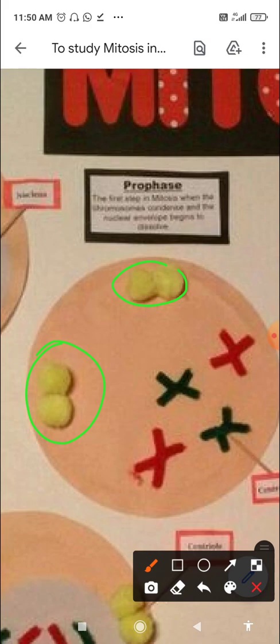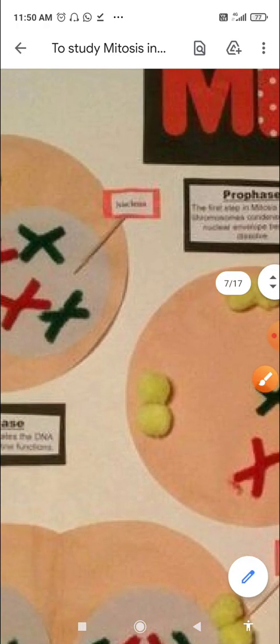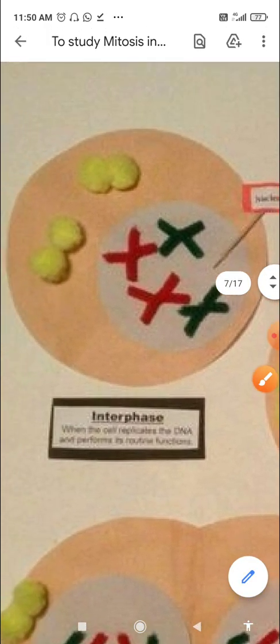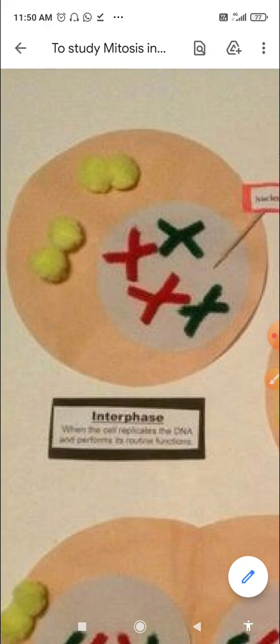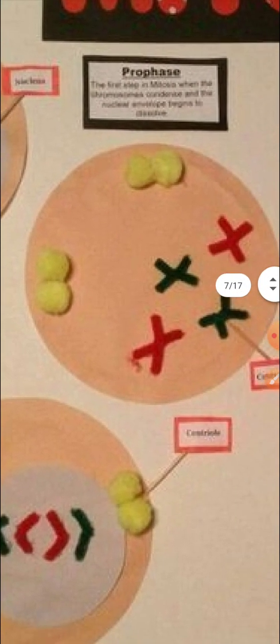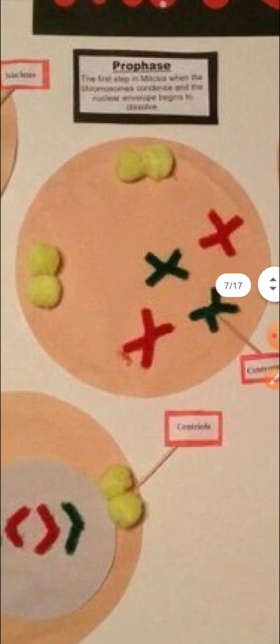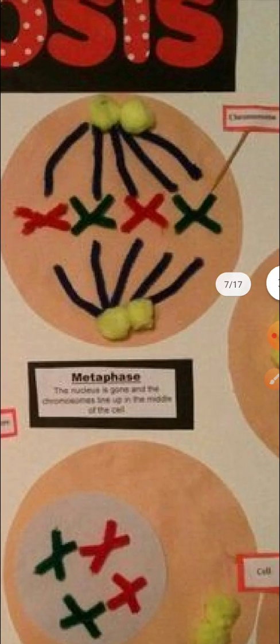They then start migrating to the opposite poles, right? So, they will start moving. You can see here in the first figure, they are closer, and in the second figure, that is the prophase stage, you can see they are moving apart. They are moving towards the two poles, and then you will see that the nuclear membrane and the nucleolus start disappearing. Next stage is the metaphase stage, where you can see a bipolar spindle develops.